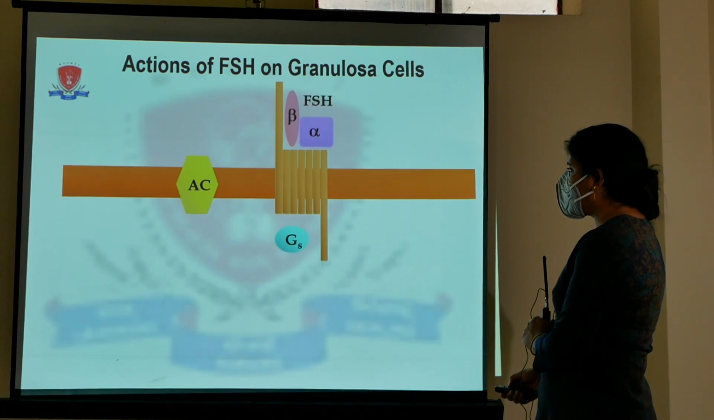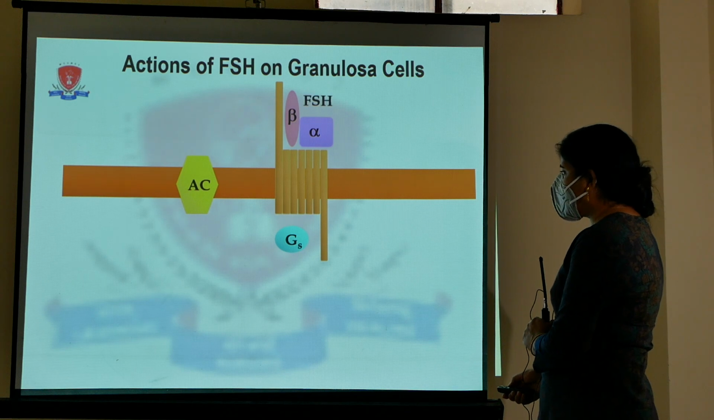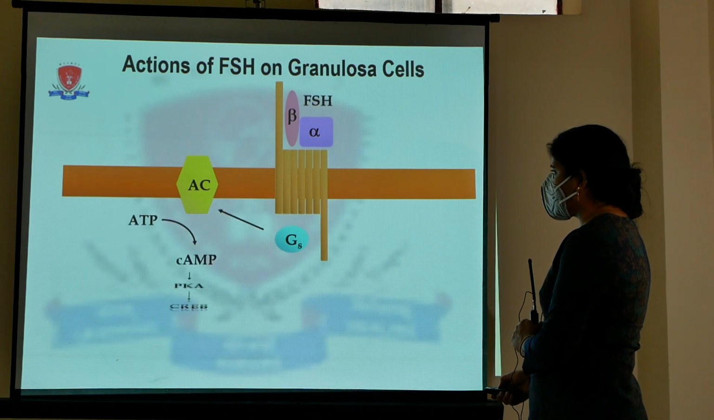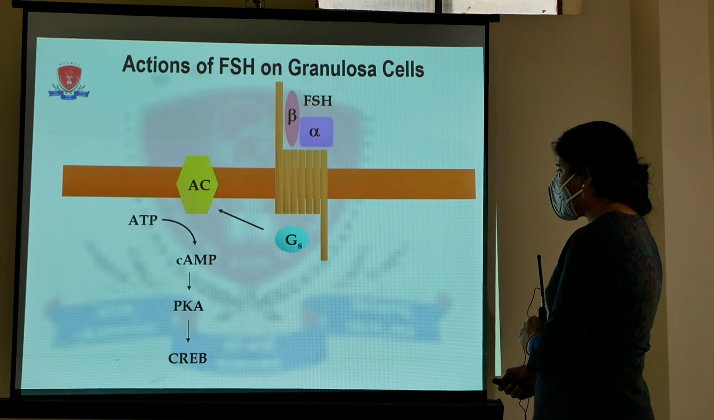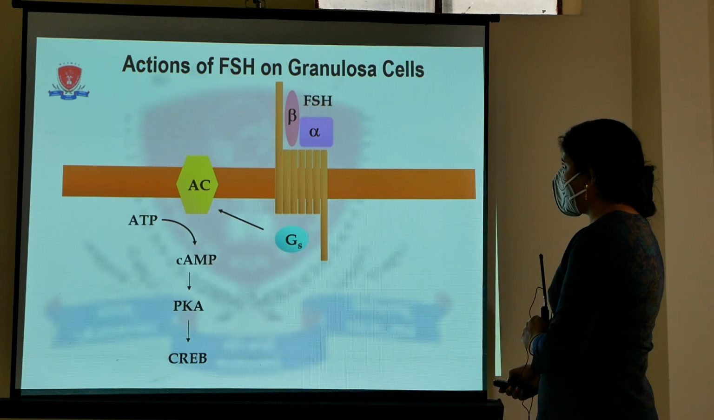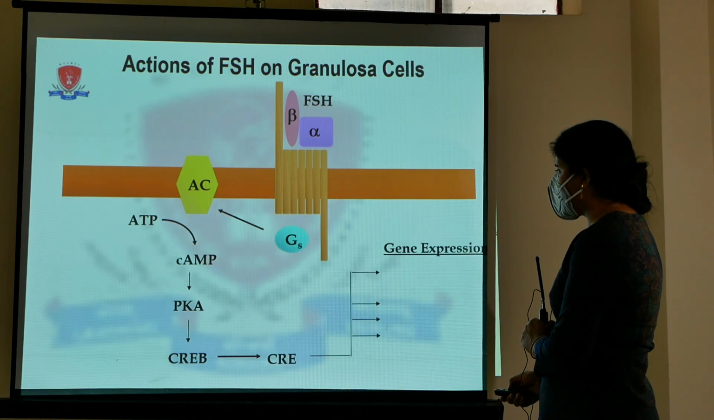This is the mechanism by which the action of FSH on the granulosa cells takes place. ATP is converted into cyclic AMP, with PKA and Krebs cycle involvement, and the FSH alpha and beta receptor mechanism taking place.